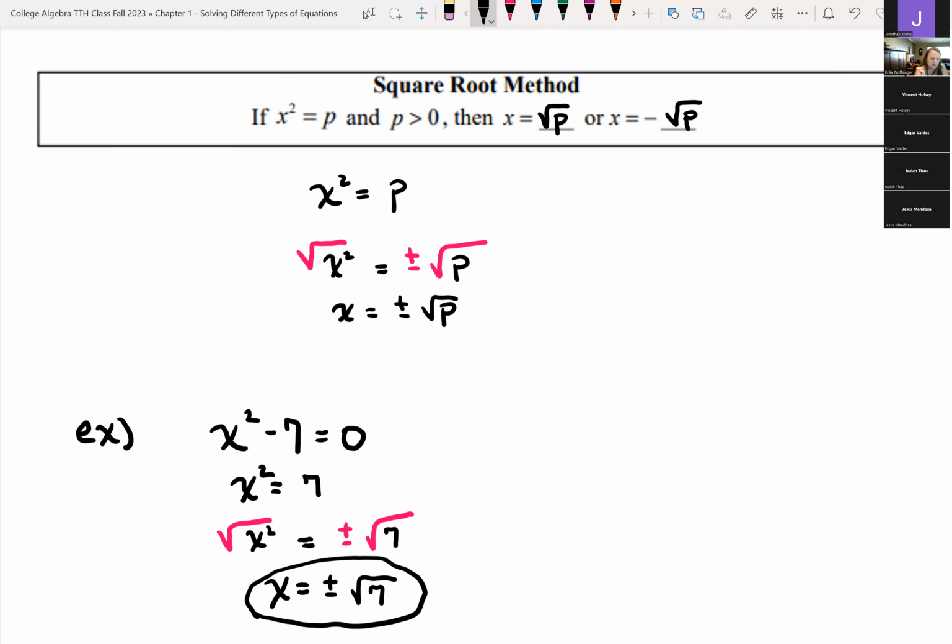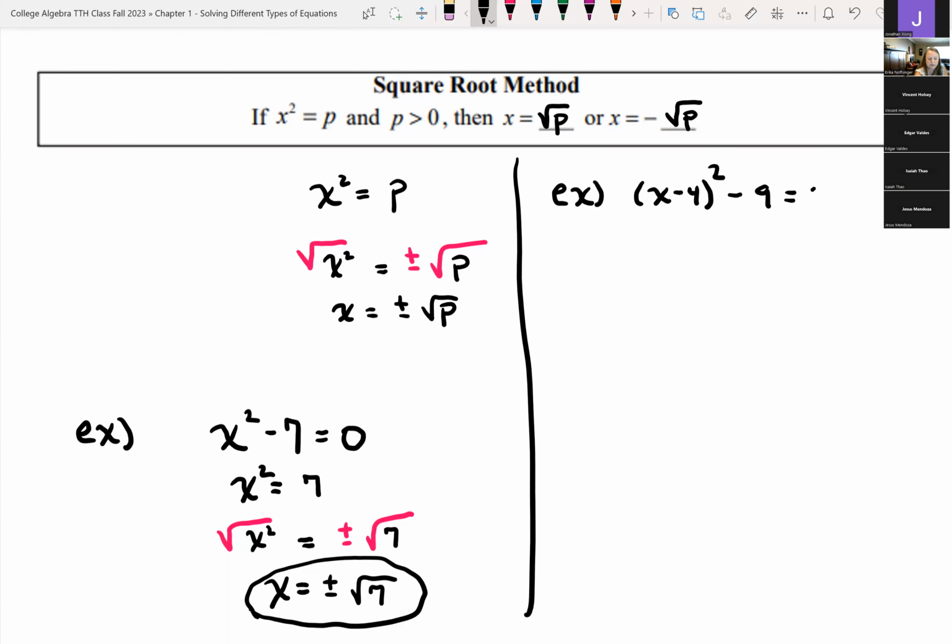So let's look at one more example here. And we'll see more examples of the square root method when we talk about completing the square. So one other example is, what if you had (x minus 4) quantity squared, minus 9 is equal to 0?